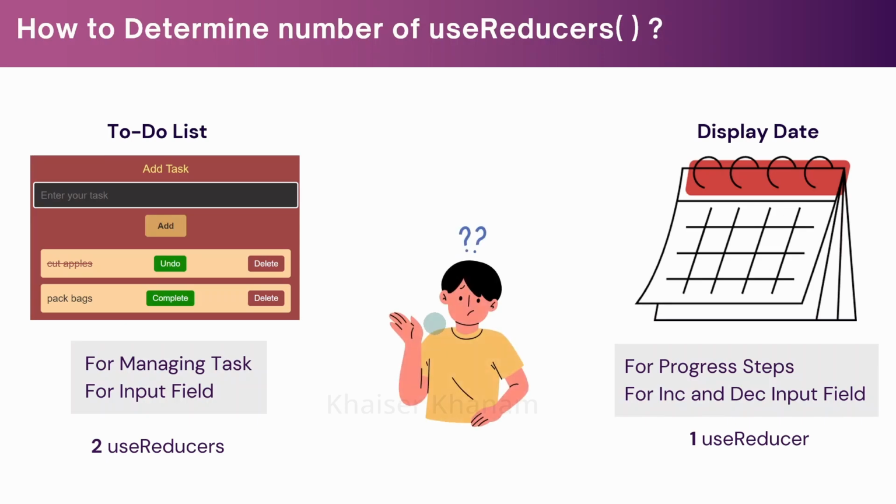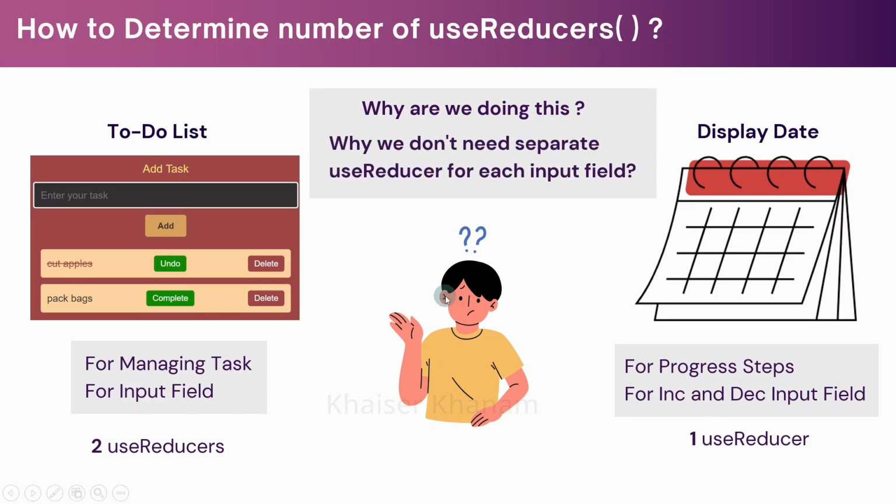So now the logical question is, why are we doing it this way? Why in one project are we using two reducers, and why in another project are we using one reducer? Or you can also ask why we don't need a separate useReducer for each input field. Because in this display date project, in total, we have two input fields and one progress bar, so all in all, three inputs.